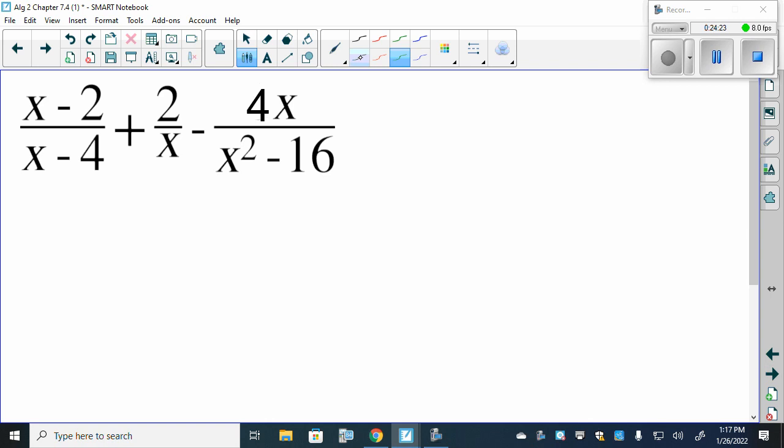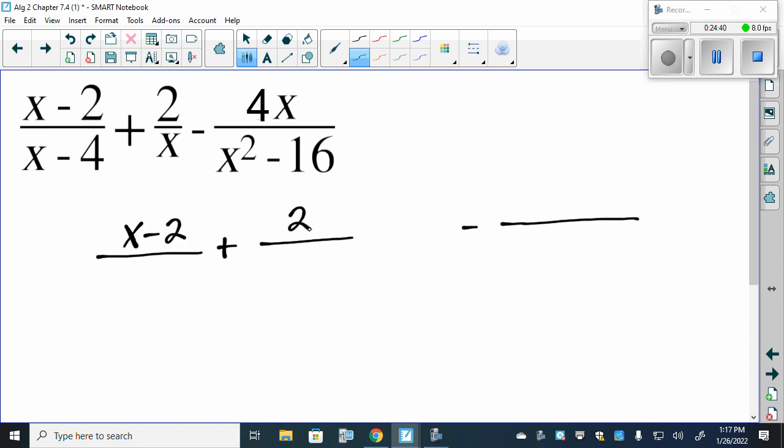Now, guys, we do need all 3 of these to have the same denominator. So just like the ones we've been doing, for the first part, we're not going to mess with the numerators yet. We're going to leave the numerators as they are, and we want to factor the denominators.